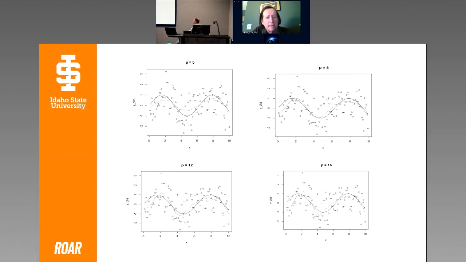And you'll notice at P of 5, we're not rough enough. We're not able to bend enough to capture what's going on. At 8, we're doing pretty well. But as we go to 12 and 16, we're getting into a range where we're overfitting specific characteristics of the data that have nothing to do with the underlying function that produced the information.